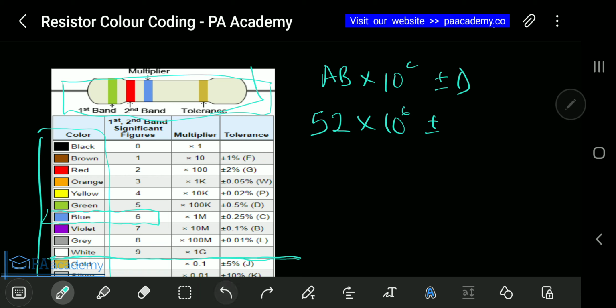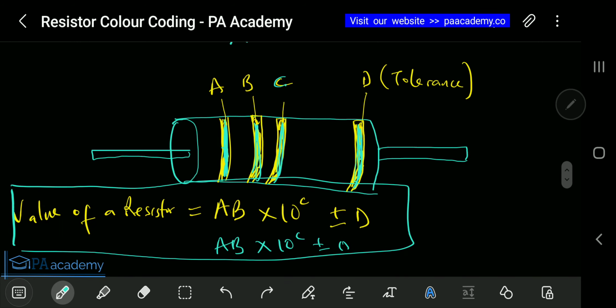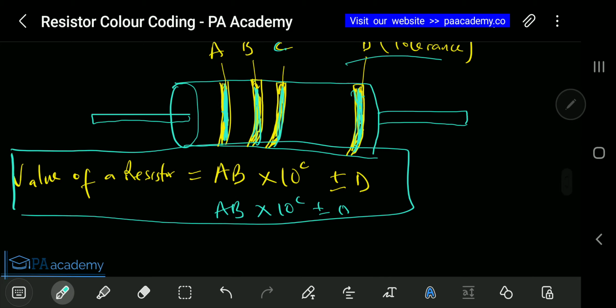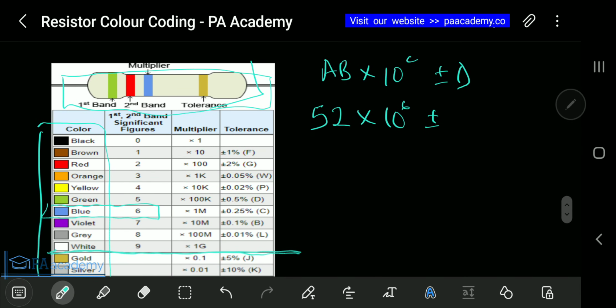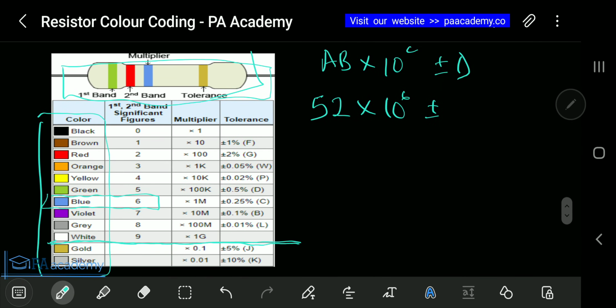Now let's look at the fourth color. Like I said, the fourth color that is far away from the other three, we call the tolerance, which is D. If you look at this, the color is gold. On the chart, this particular column has written at the top that it is the tolerance. Very good. So since it is gold, and this is gold here, you can see that gold is plus or minus 5.